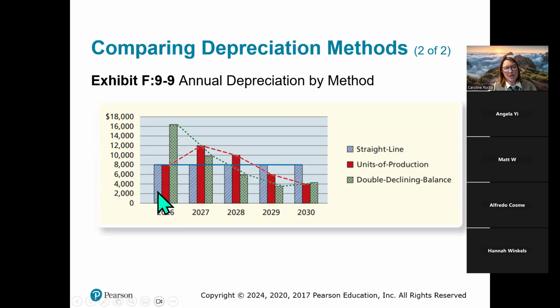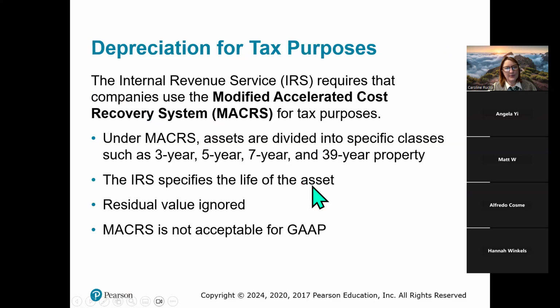Of course, straight line depreciation is the blue boxes. It's the same every single year. Units of production fluctuates depending on how much you're using that truck, right? You'll have different depreciation amounts each year. And then double declining balance, you get the largest amount of depreciation in the first year, and it goes down each additional year.